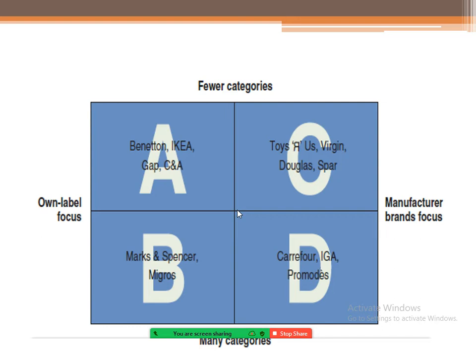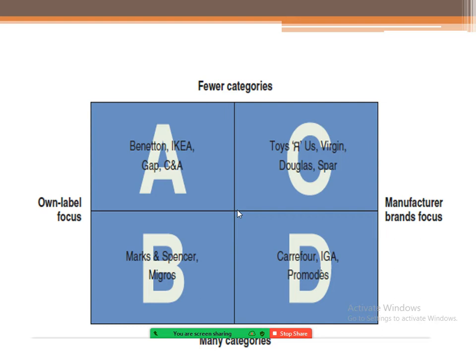IKEA, in the first quadrant, quadrant A, is a good example of a global retailer with a niche focus, that is, assemble your furniture at home, as well as the own label focus, since IKEA sells its own brand. IKEA and the other retailers in quadrant A typically use extensive advertising and product innovation to build a strong brand image.